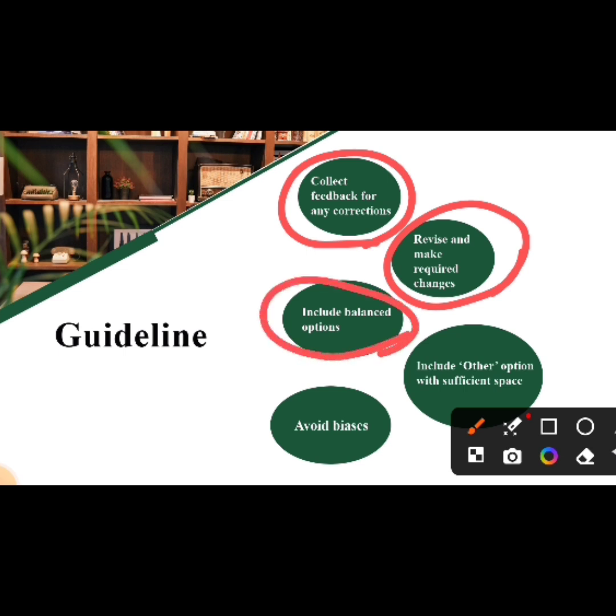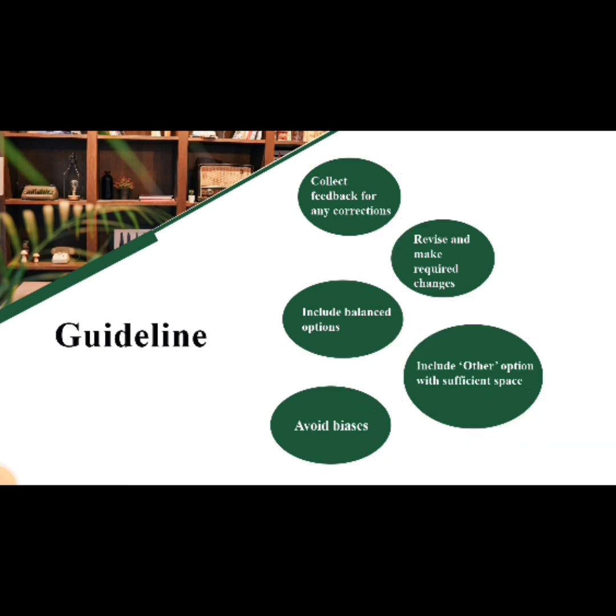Include balanced options. Yes, you have to include balanced options, means the respondent should not feel that they can't answer this question. Every question should be in a form that there is feasibility for the respondent to answer it. Include an other option with sufficient space. Yes, because if the available options are not sufficient, then the respondent can select the other option along with space, means the reason for that other option. And avoid biases. That means you have to avoid assumptions and biases, that this respondent has given this answer because of that reason, so that you will get the actual results.